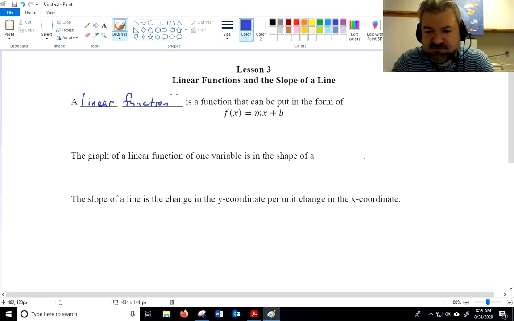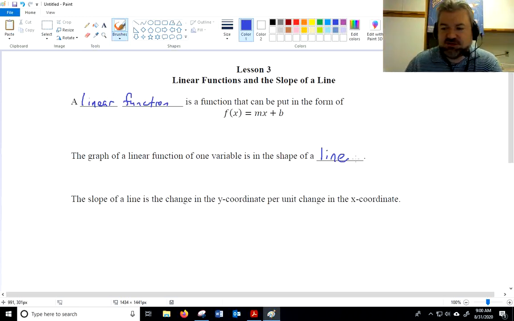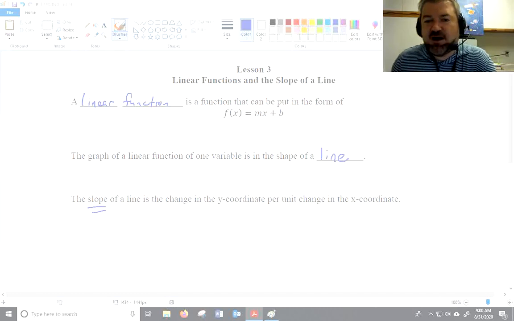The graph of a linear function of one variable is in the shape of a line. This is why they're called linear. The slope of a line is the change in the y-coordinate per unit change in the x-coordinate. That's going to be an important part for us, the slope. So with that in mind, I'd like for you to go ahead and practice finding the slope of several different representations of linear functions. Remember, it's the change in the y-coordinate divided by the change in the x-coordinate. So pause the video and good luck.